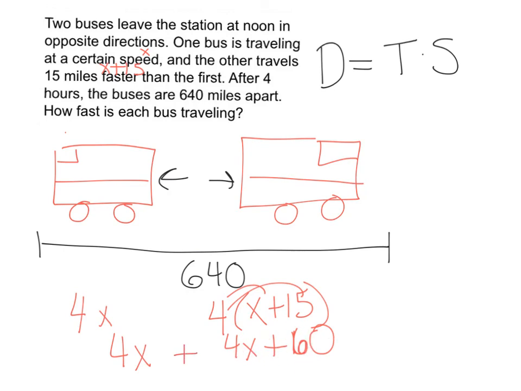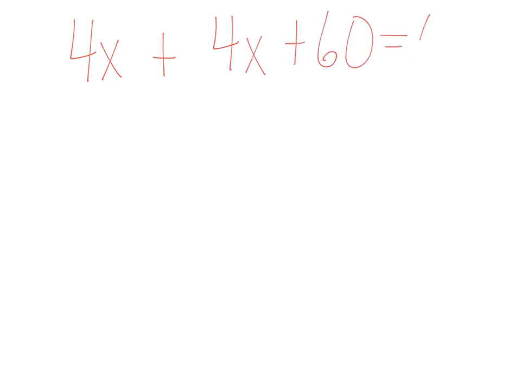When I add those distances together, they've been traveling in opposite directions, so their total distance between them is 640. All I need to do is solve this equation, and I'm going to continue this onto the next page. So, the distance of the first bus plus the distance of the second bus equals 640. So 4x plus 4x gives us 8x.